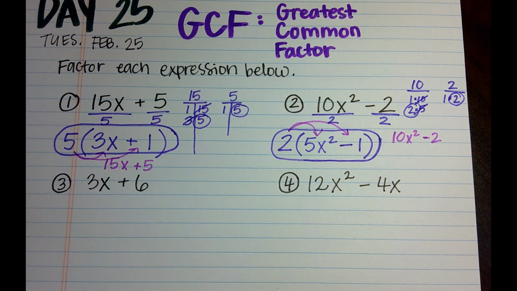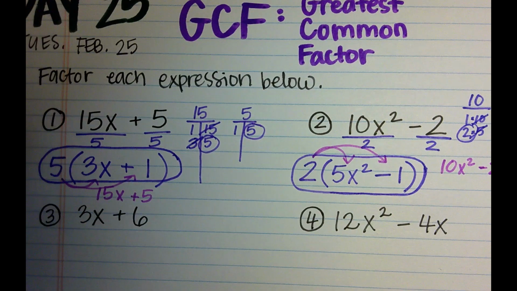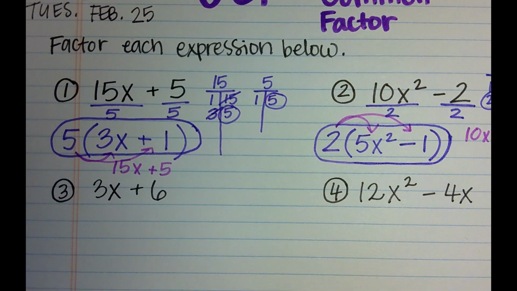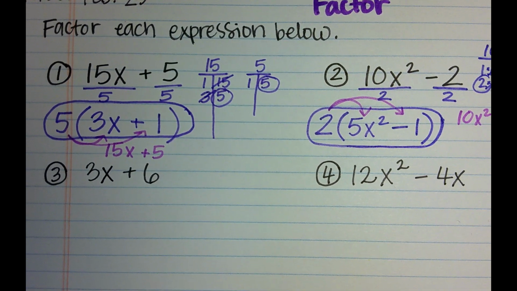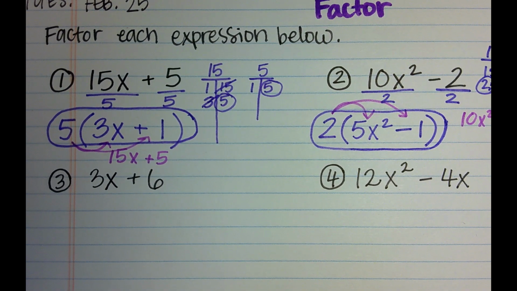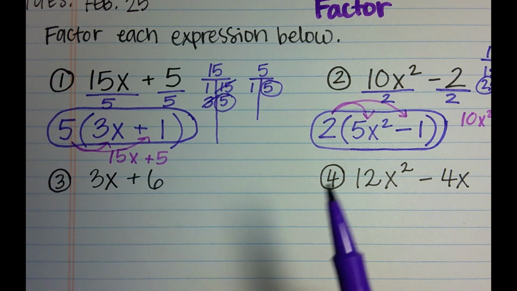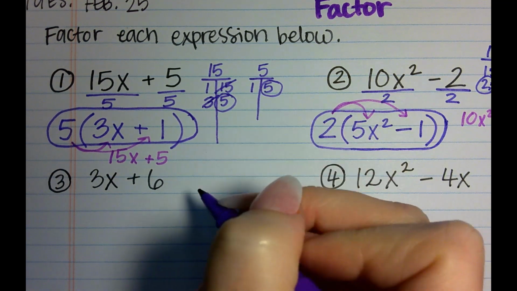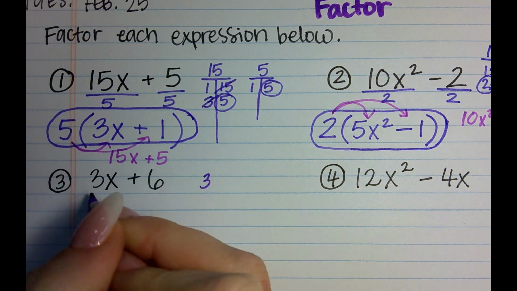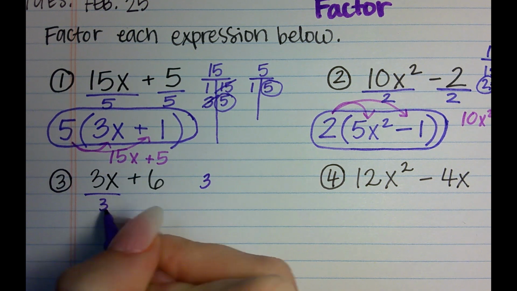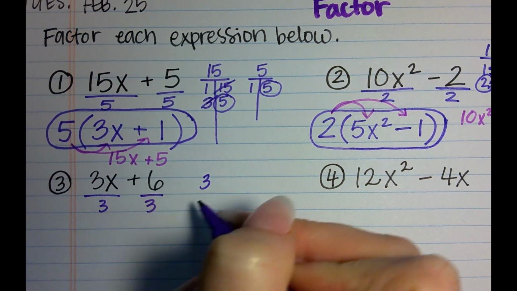Okay, let's look at number 3 then. Number 3, I have 3x plus 6. Do we have a greatest common factor here? 3. Yes. I can do 3 divided by 3. I can do 6 divided by 3.